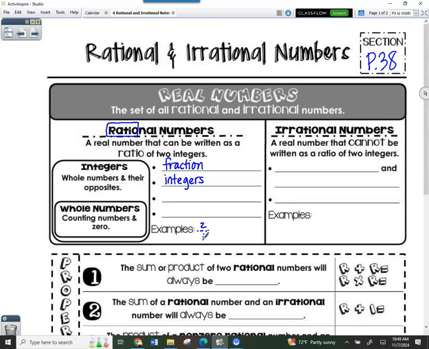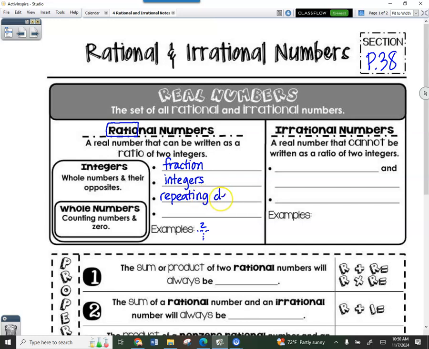Hey, listen. Focus. I want you to also think, rational sounds like fractional. You with me? Rational, fractional. Can I make it into a fraction? Yes. Integers? Yes. Another type of number that can be written as a fraction.